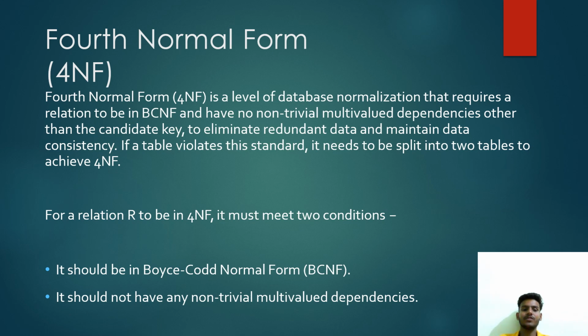Fourth normal form, 4NF. Fourth normal form is a level of database normalization that requires a relation to be in BCNF and have no trivial multivalue dependencies that can be candidate keys, so that deletion anomalies are eliminated and data is maintained consistently. If a table violates this, it needs to be split into two tables to achieve 4NF.